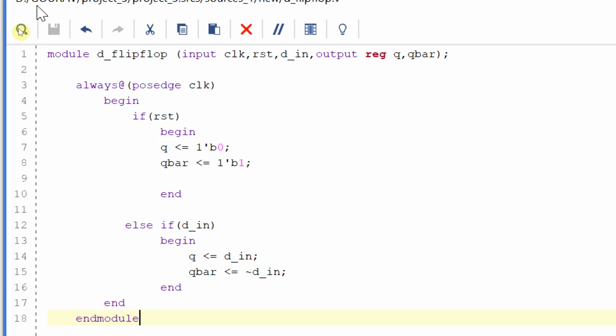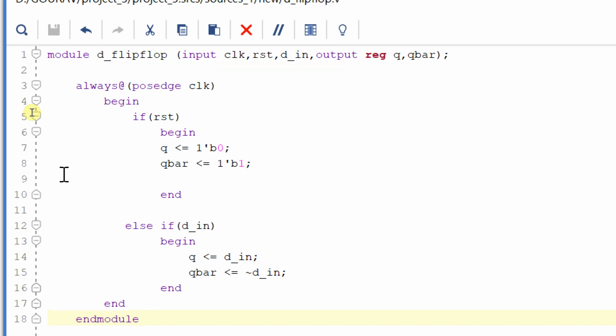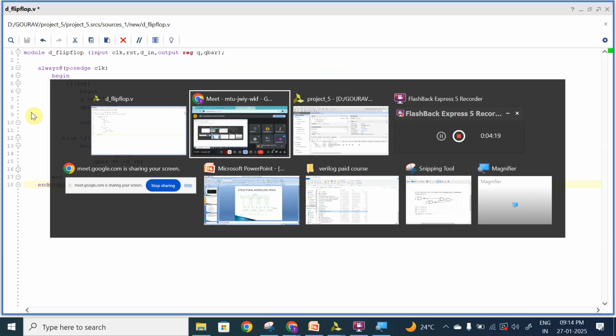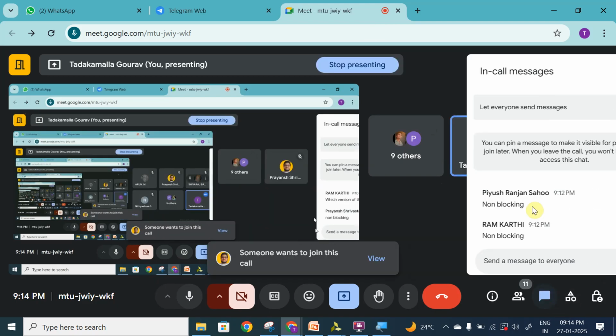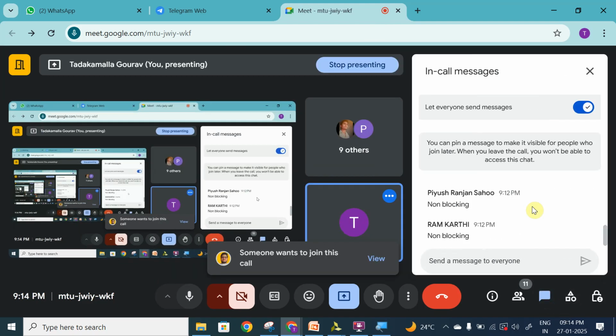So is it clear? The design code, is it clear for everyone? Can we move forward? So this is the design code for our D flip flop. Okay, so is it clear for everyone? Yes, can we move forward? Yes, yes, sir.